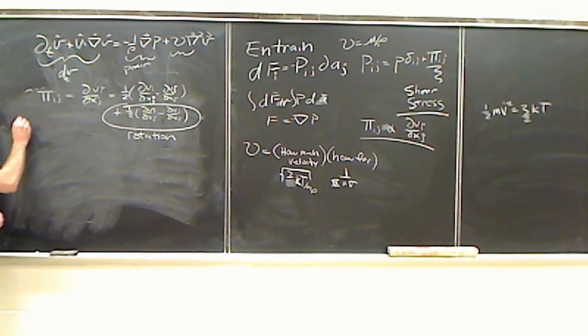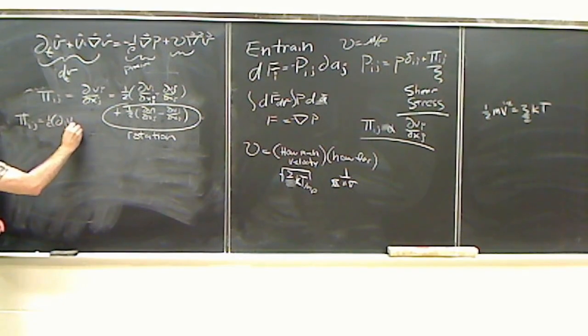So we're going to say that pi ij is equal to 1/2 dj vi plus di vj. So now we only have a symmetric tensor.